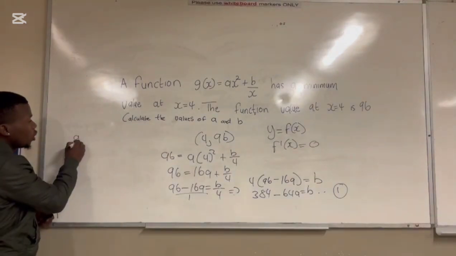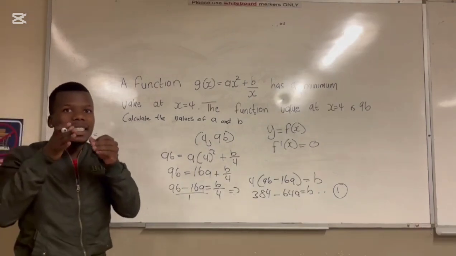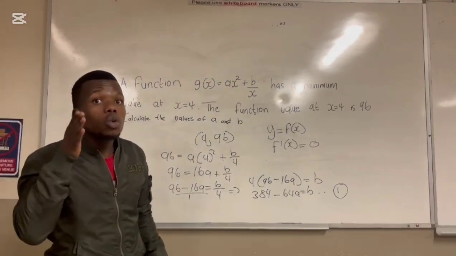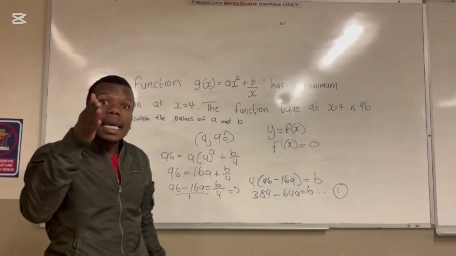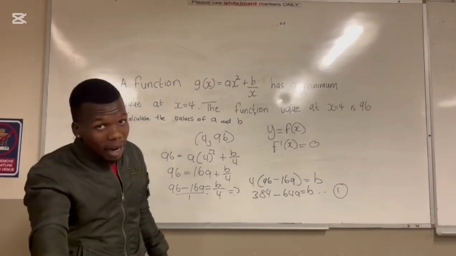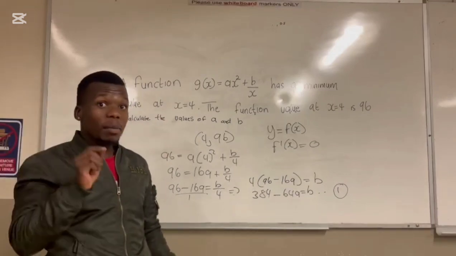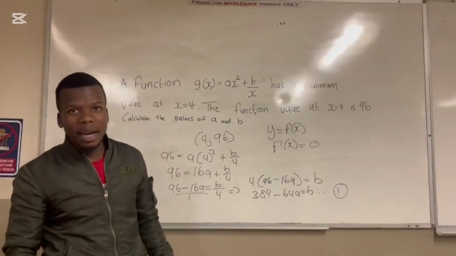It means I will say g prime of x, which is equal to, remember when we are deriving, all we need to do is to say exponent multiplied by coefficient, exponent minus 1. I repeat, we say exponent multiplied by coefficient, exponent minus 1.